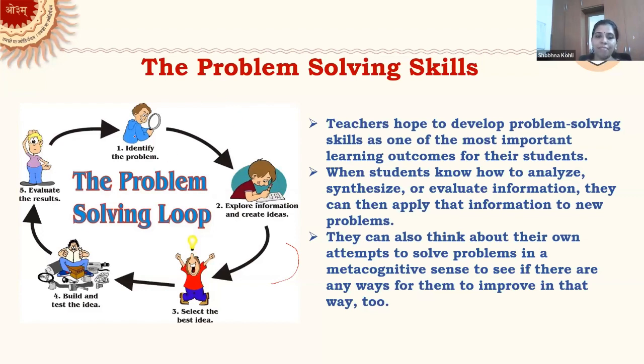You can see first the child has to identify the problem, then explore information. Definitely when he reads the question, he has to understand what information, what facts he is getting in that question, and he creates ideas: what to do, what I can do in this, what should I find here. Then select the best idea. Again, what is the meaning of best idea? He should know step by step what he has to follow first.